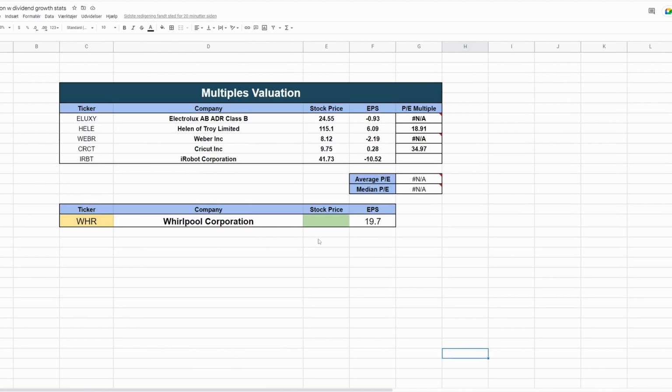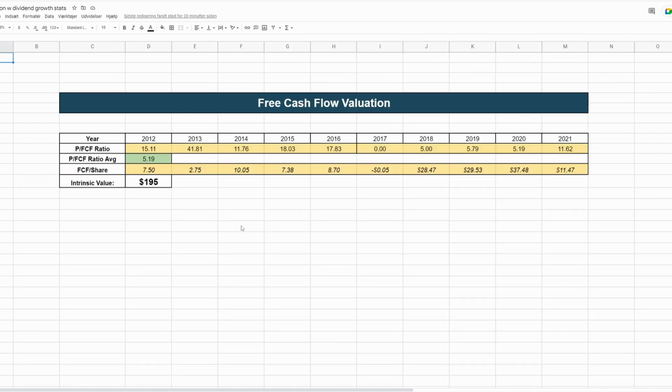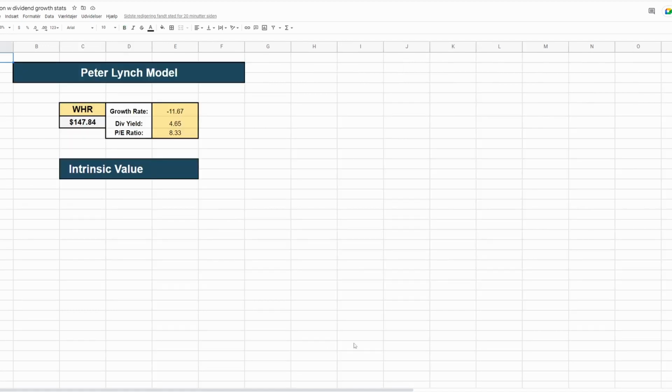Also for the multiples valuation, since so many of the competitors are at negative EPS, I'll also jump over this one. So the next one is actually the free cash flow valuation, where we have the price to free cash flow ratio combined with the free cash flow per share, we arrive at an intrinsic value of $195. Last one, Peter Lynch model, again, negative growth rate, so that one won't produce an intrinsic value.